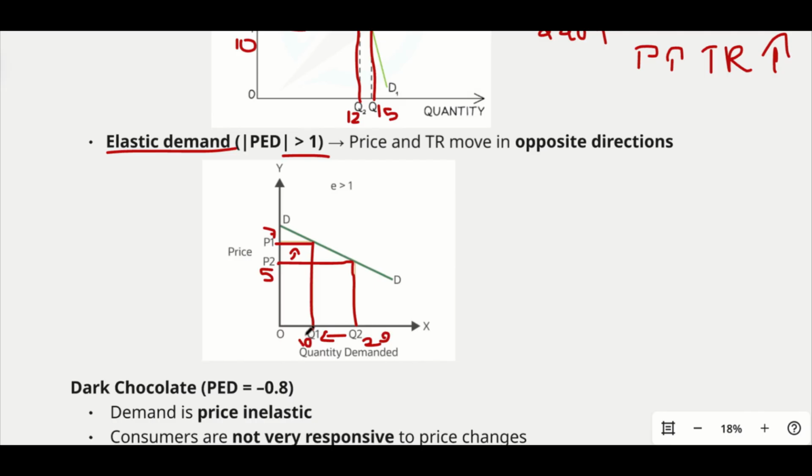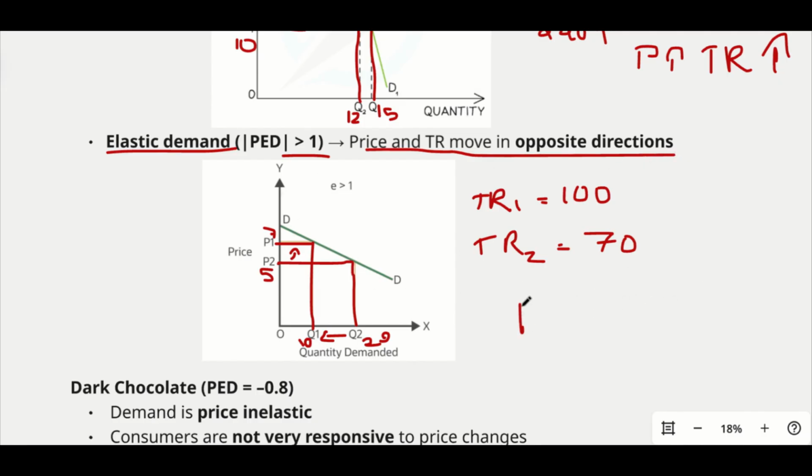What will be the first total revenue? It will be 100, right? And what about the second? That will be 7 times 10, which is only 70. So the total revenue has decreased. The price and the total revenue move in opposite directions. When the price increases, total revenue decreases. Got it? This is how elastic demand works.